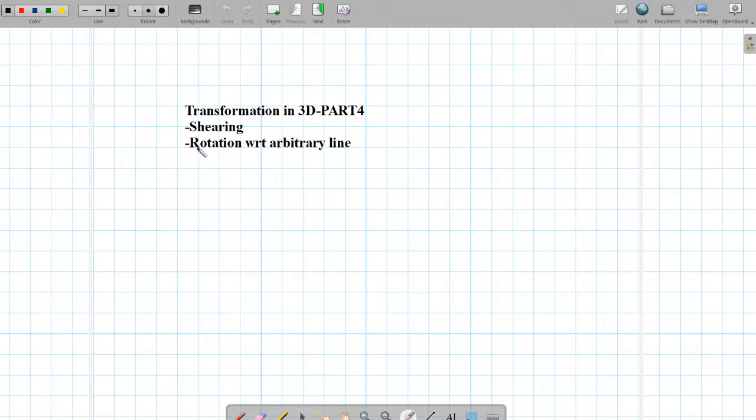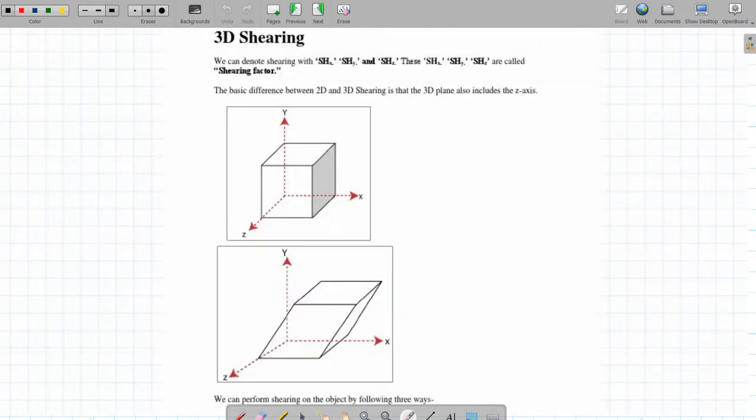About rotation with respect to some arbitrary axis or arbitrary line. As some of you have another session from 11 o'clock, so without any further delay, let's start. Let's start with 3D shearing.